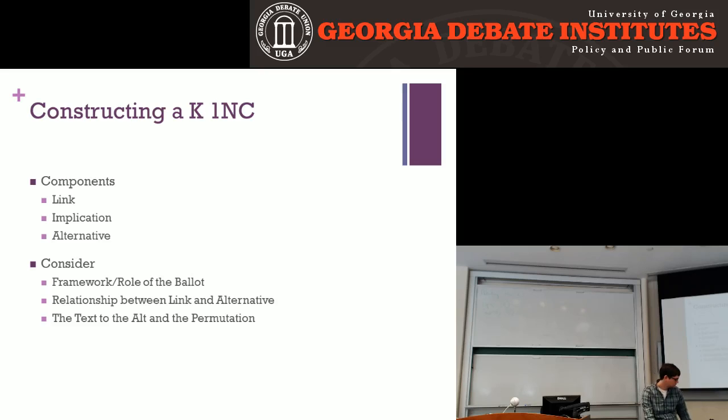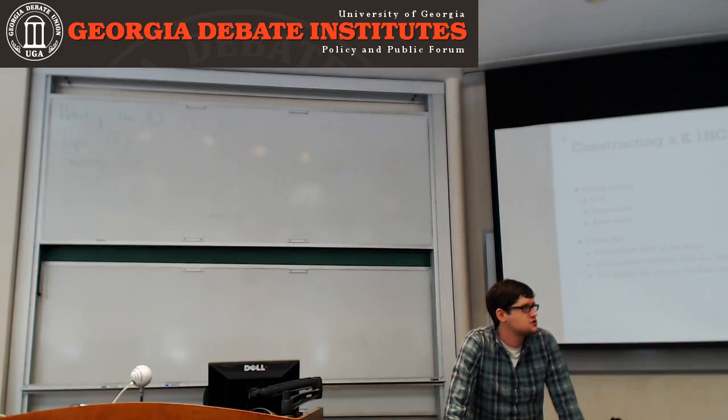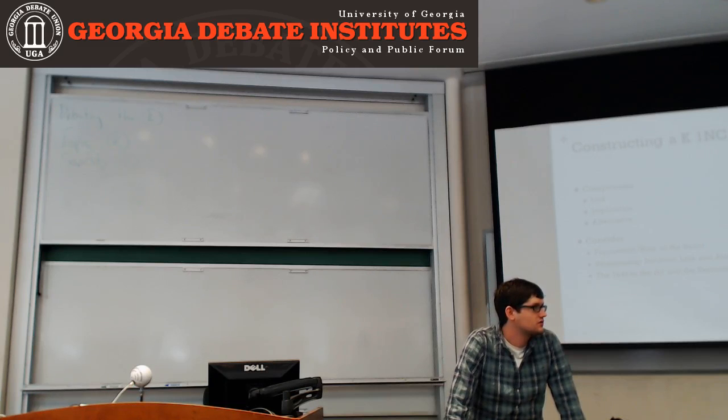Would the link be just like an empirical example, like Iraq or something, of how it links to the alternative? No. The Iraq example, I think, is a useful illustration for the implication. The reason that's worth thinking about is just because K-debaters can do a little better if they can spin in some historical analysis and so forth. But the link is where you say, here's what it is about the affirmative that we're critical of.